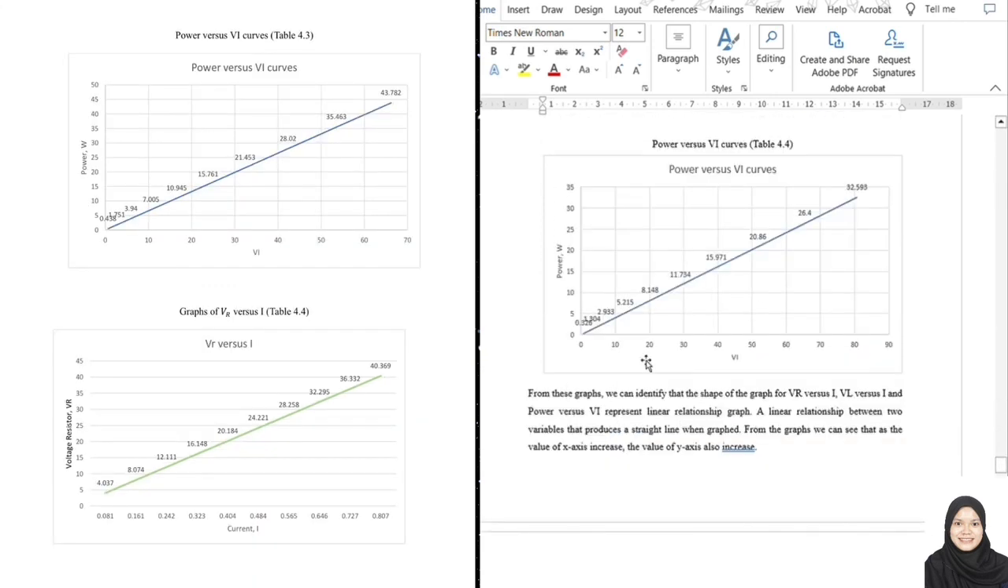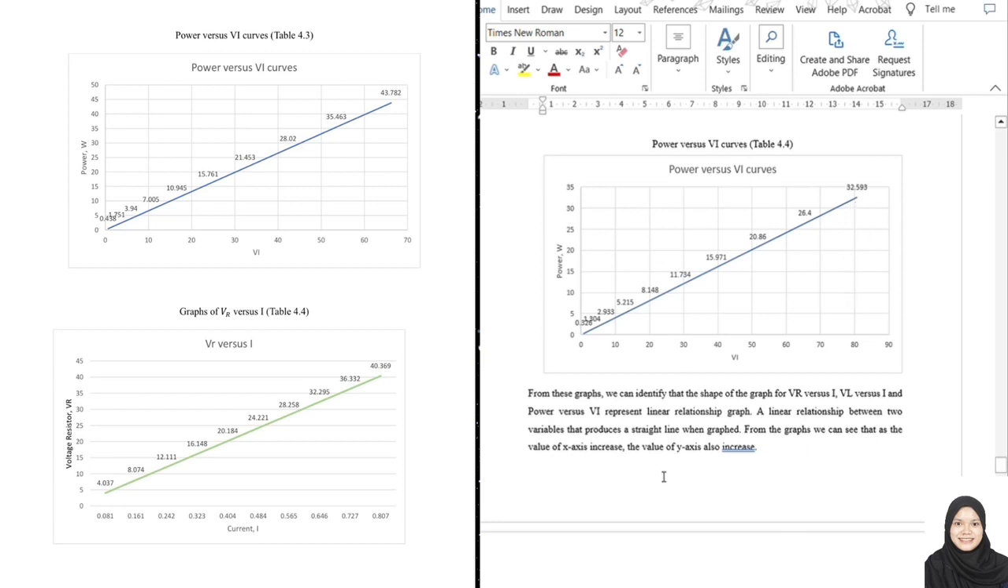The next one is power versus VI, which, as you can see from the graph, is a linear relationship graph because it is in a straight line. The maximum value of power for table 4.3 is 43.782. Meanwhile, for table 4.4, the value is 32.593 watt.